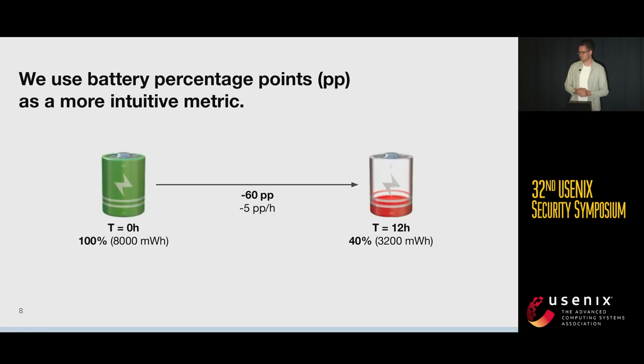And when we talk about power and energy, what we use is a metric that we invented. It's called battery percentage points. It's a bit more intuitive than talking about joules and milliwatts. And the idea is if you start with a full battery and after 12 hours you had 40%, then you used 60 percentage points of energy, or about 5 percentage points per hour of power consumption. And that hopefully is a bit more intuitive to understand what that means for the user at the end of the day.